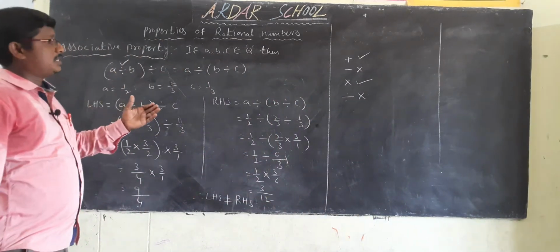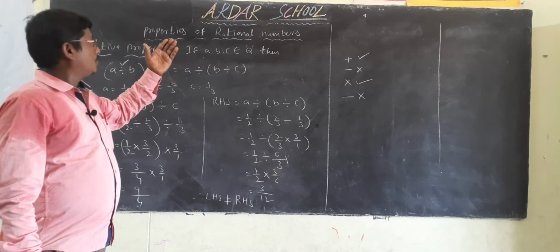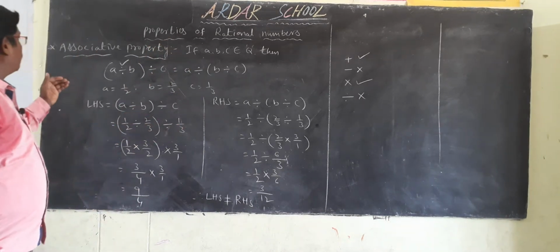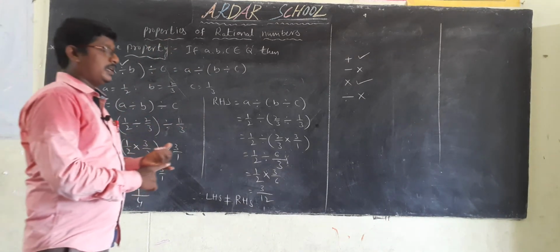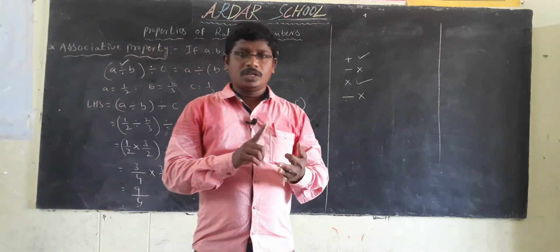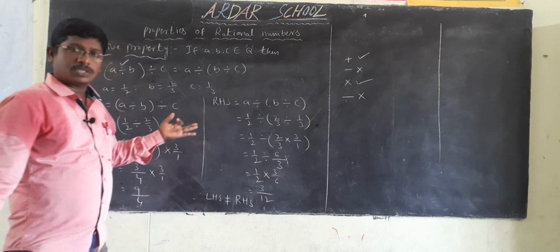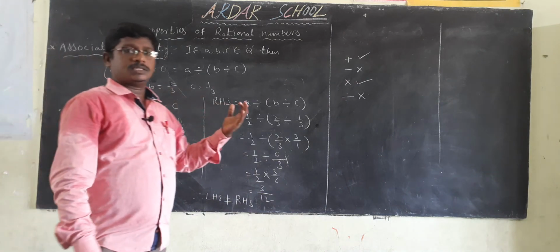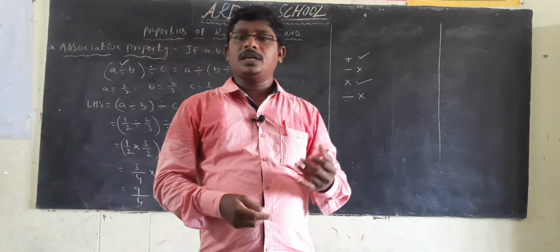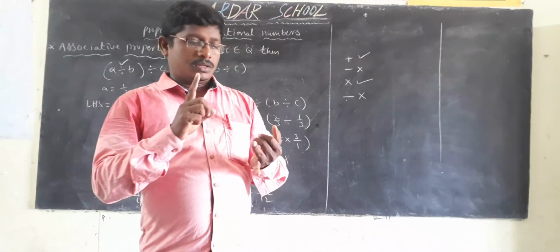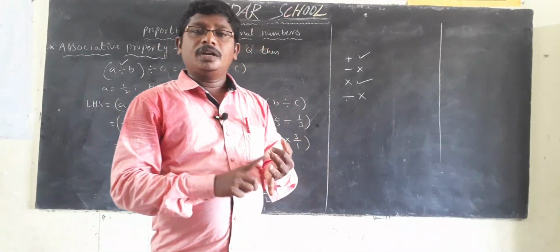These three properties are most important. So rational numbers satisfy the closure property, commutative property, and associative property. Next video, I will continue with the inverse property, identity property, and distributive property.